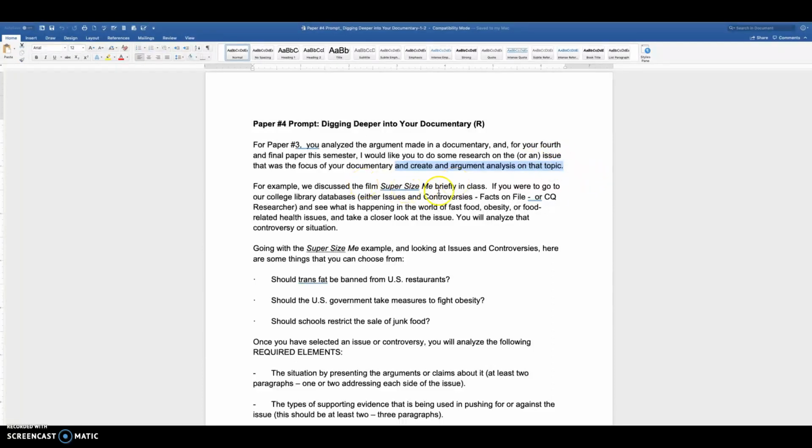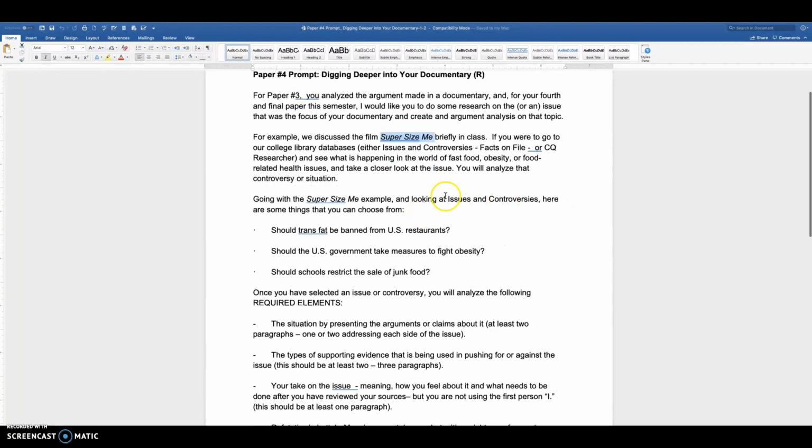So you're not going to be analyzing the argument that he makes that fast food is bad. You're going to look at some of the issues that come up when you type fast food into the search engines. And I've given you a couple here, and there's another one that I'm going to point out to you. But just when I went to issues and controversies, there were a few different discussions taking place in the country and around the world. For example, should trans fat be banned from U.S. restaurants? So if that was your choice, then you would see what everybody is arguing about, and you would focus on one aspect of that argument.